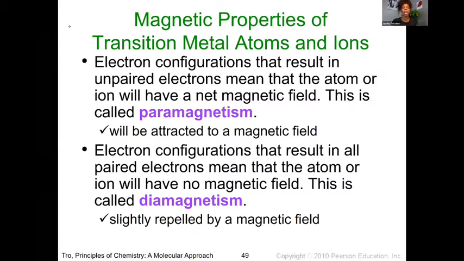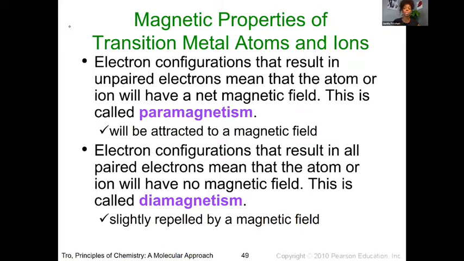So atoms that have electron configurations that result in unpaired electrons will mean that the atom or ion will have an attraction to the magnetic field. This is going to be considered paramagnetic. Things that are paramagnetic are attracted to the magnetic field and would therefore have those magnetic properties. Electron configurations that result in all paired electrons will not have that magnetic field created around them. We call those diamagnetic, which means they're slightly repelled from the magnetic field.